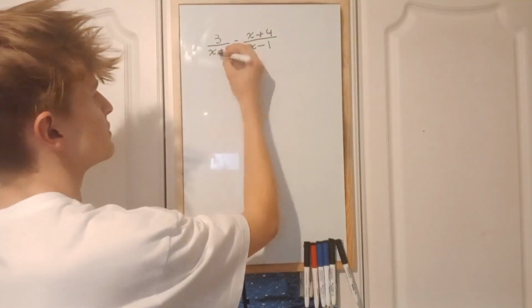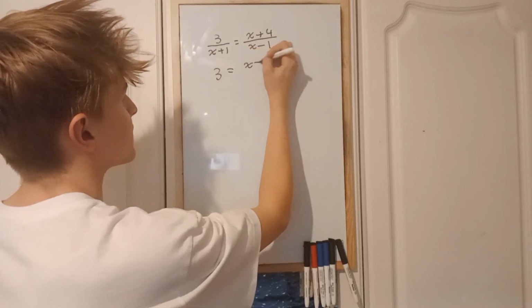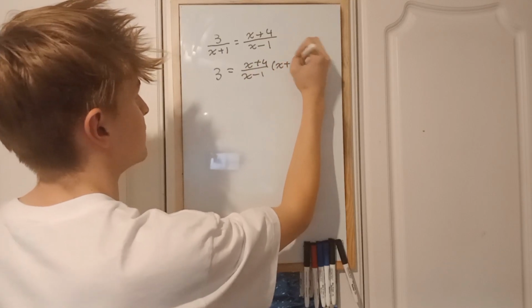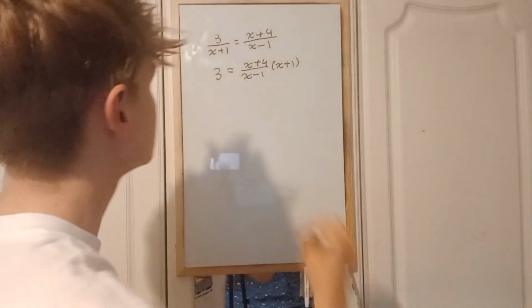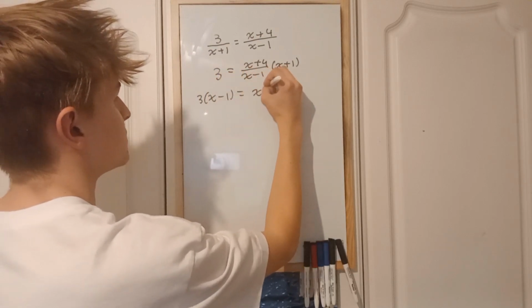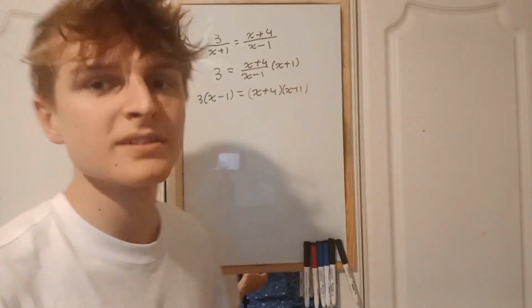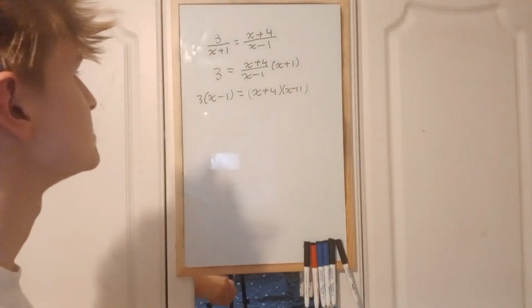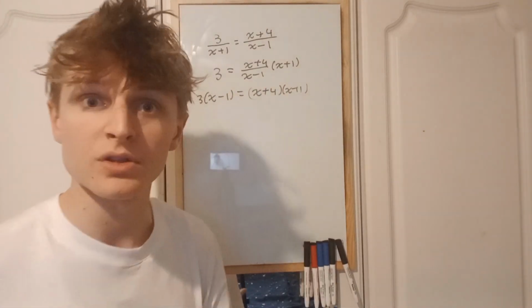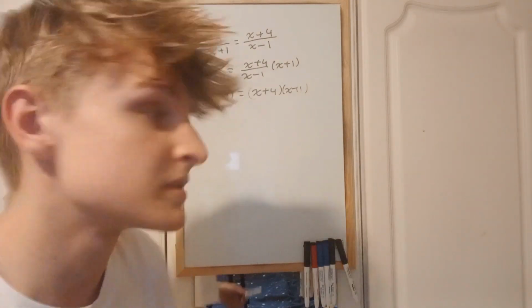So if we multiply by x plus 1 on both sides, we get 3 equals x plus 4 over x minus 1 times x plus 1. And then we can just multiply by x minus 1. And then we get 3 times x minus 1 equals x plus 4 times x plus 1. And now, my boys, look at that. That is a quadratic equation. When we factor this out, we'll get a quadratic, and then we can subtract off this linear bit here, and we're still left with a quadratic. So then we can see, using the discriminant, exactly how many solutions we're going to get for this equation.